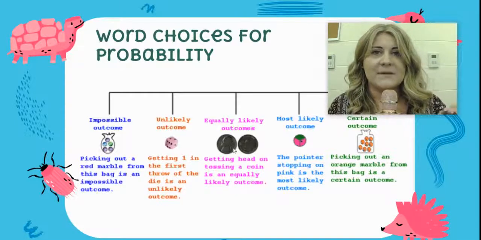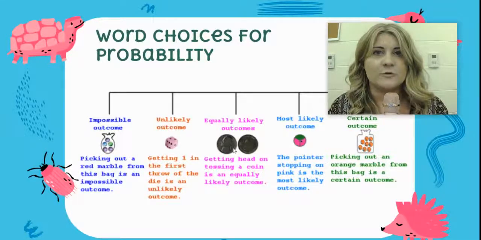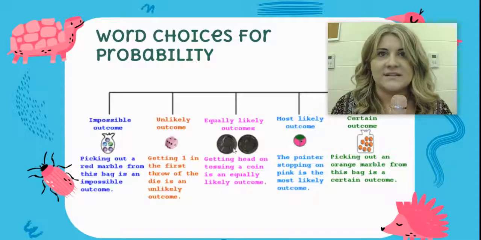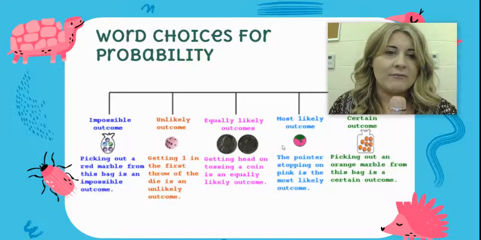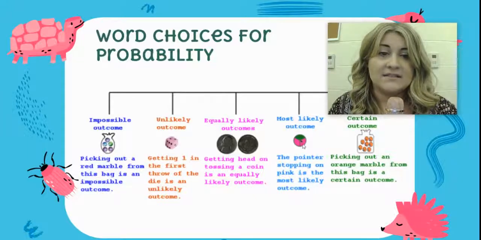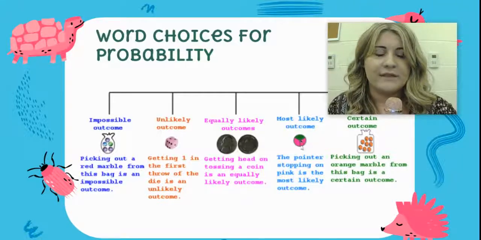It's literally going to be either one or another. So with 50% chance, that's equally likely because it's like a half chance of something happening or a half chance of it not happening. Over here, we have most likely. That means that the pointer stopping in the pink is most likely because the pink is the bigger section. So it's pretty likely that you're going to get pink if you roll the spinner.